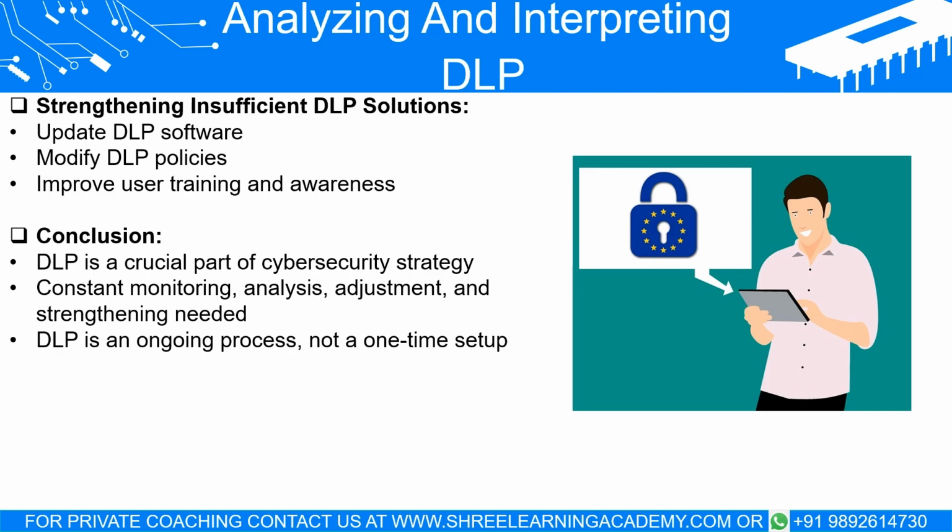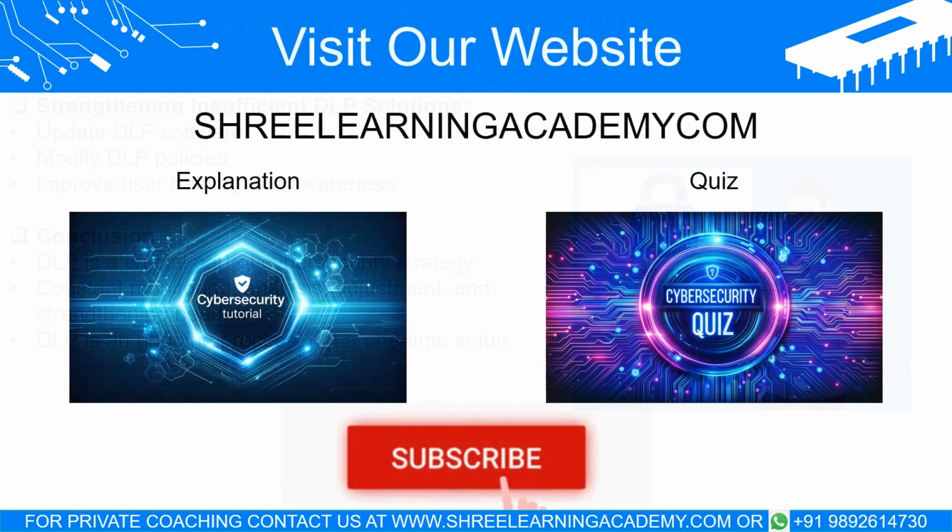So in conclusion, analyzing and interpreting DLP is a crucial task in any organization's cybersecurity strategy. It helps determine the effectiveness of existing measures and highlights areas that need improvement or a change in strategy. By understanding DLP violations, assessing their implications, and taking necessary action, an organization can significantly reduce the risk of data breaches and protect its valuable assets. However, it is also essential to remember that DLP is not a one-time setup, but an ongoing process requiring constant monitoring, analysis, adjustment, and strengthening to stay ahead of evolving threats.